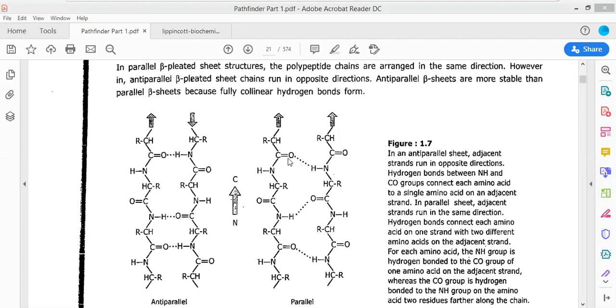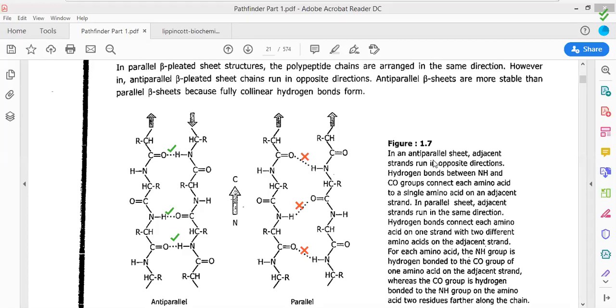And see this. Here there is non-collinear hydrogen bonding, so no effective interaction is going to take place. The effective interactions were present there. Yes, there is an effective interaction. So this is much more stable as compared to the parallel beta pleated sheet structure. Each individual strand is referred to as the beta strand. Every strand which is present is referred to as the beta strand.